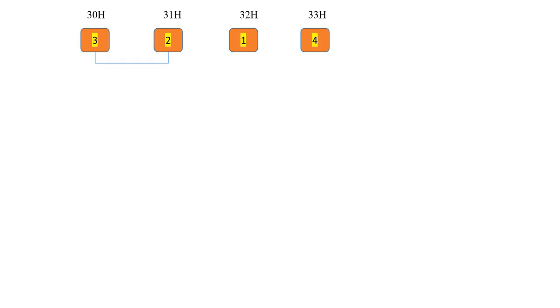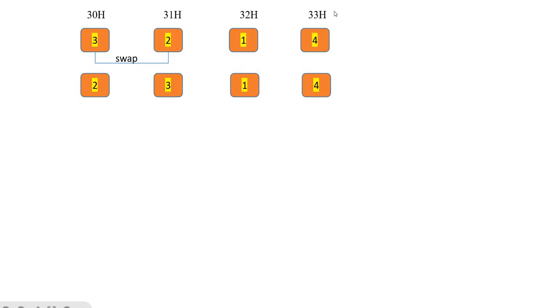So here we'll start by comparing 3 with 2. So here 3 is greater than 2. There will be a swap. So 2 has come here and 3 has come in the 31st location. Remaining two numbers will be same.